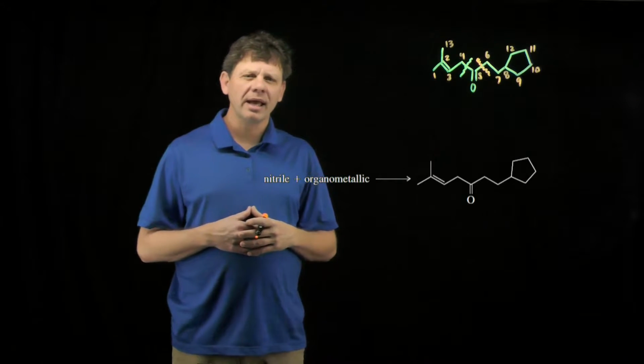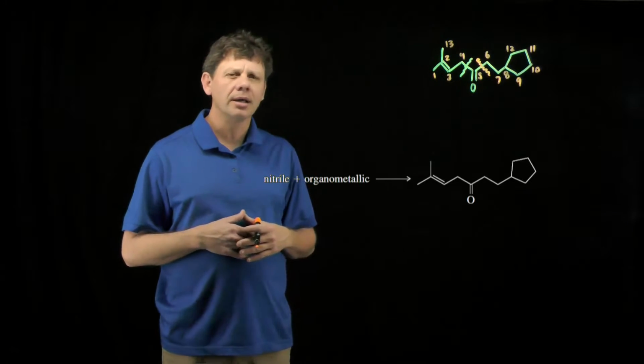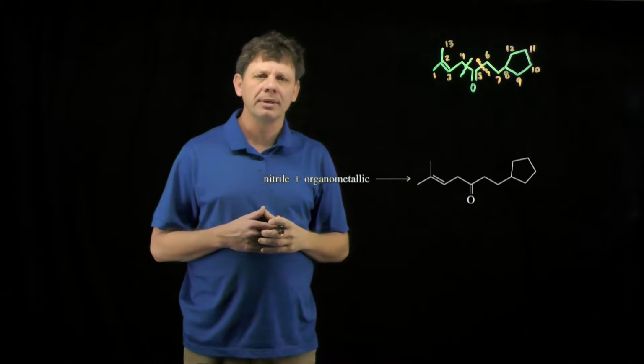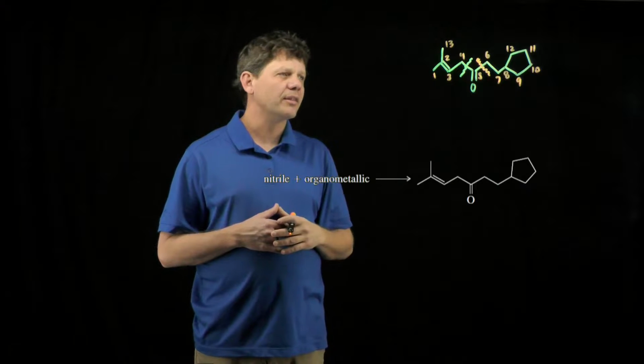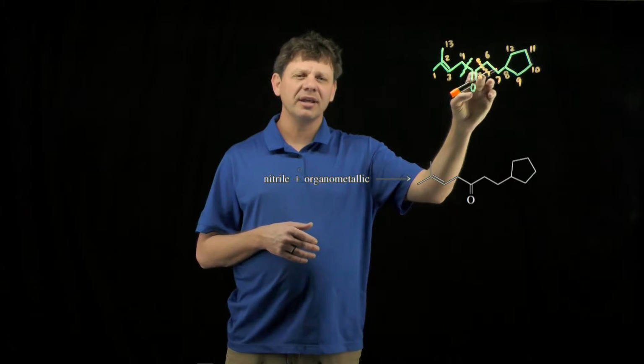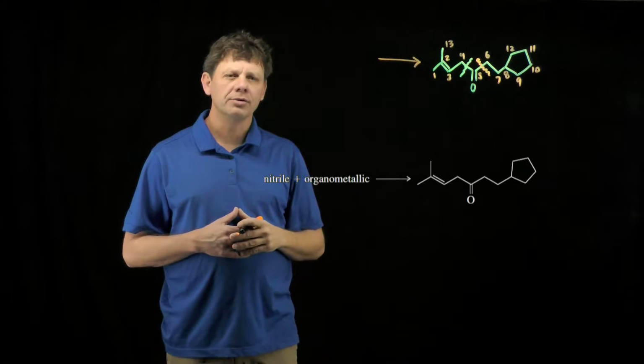If we think about the reactions of nitriles with organometallics, we know that we'll end up with the ketone as the product. The important thing to start with is that carbon 5 is going to be the nitrile carbon. The carbon that becomes the ketone is the nitrile carbon. So let's imagine that we're going to make the 5-6 bond first. We've color-coded that using the orange marker.